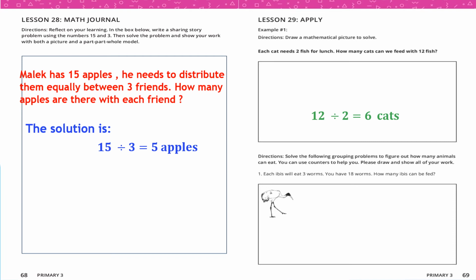In the next one, each ibis will eat 3 worms. Each ibis, this is an animal called an ibis, will eat 3 worms. You have 18 worms. How many ibis can be fed? So the total number, the whole number, is 18, and each ibis eats 3 worms. So 18 divided by 3, we can feed 6 ibis.